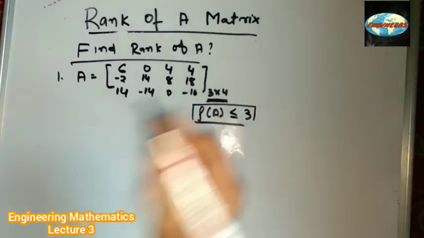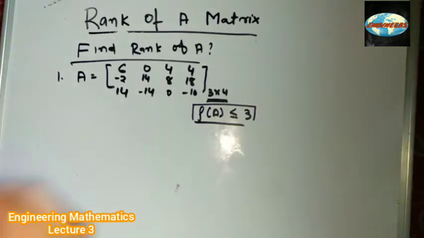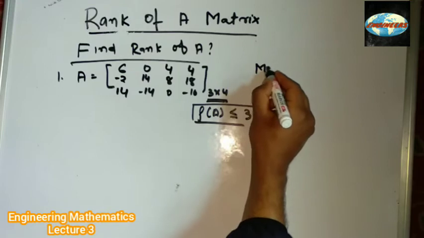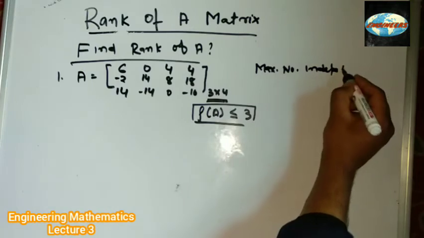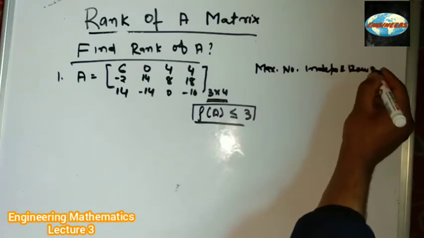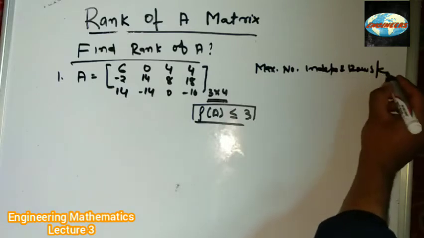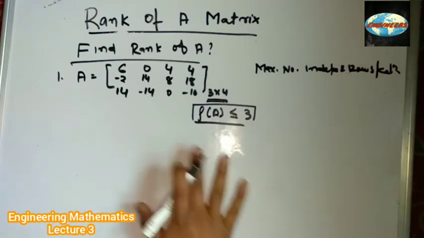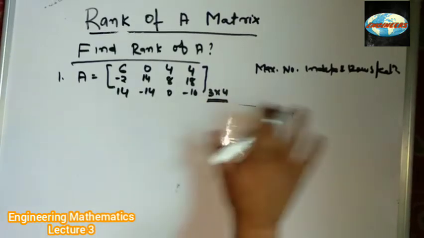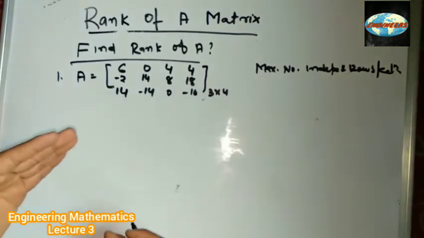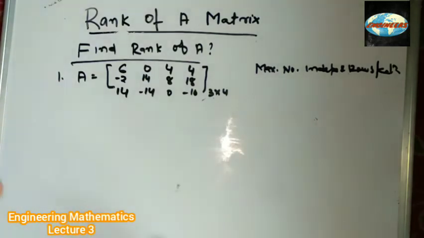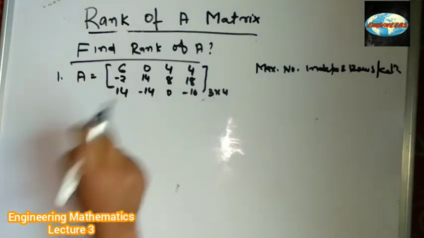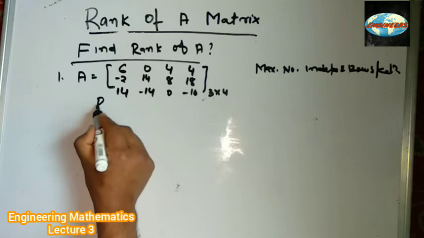Now I told you there are two definitions for the rank of a matrix. The first is that two conditions must be satisfied, and the second is the maximum number of independent rows or columns. So here we will do this question by doing some elementary transformation.